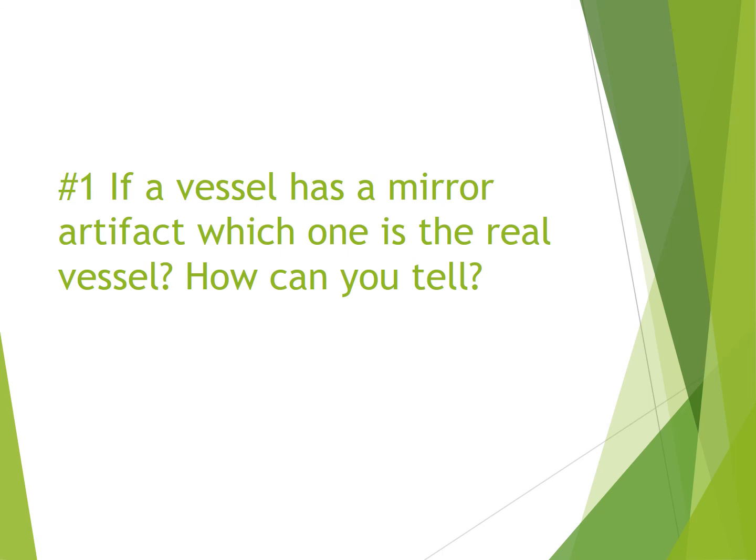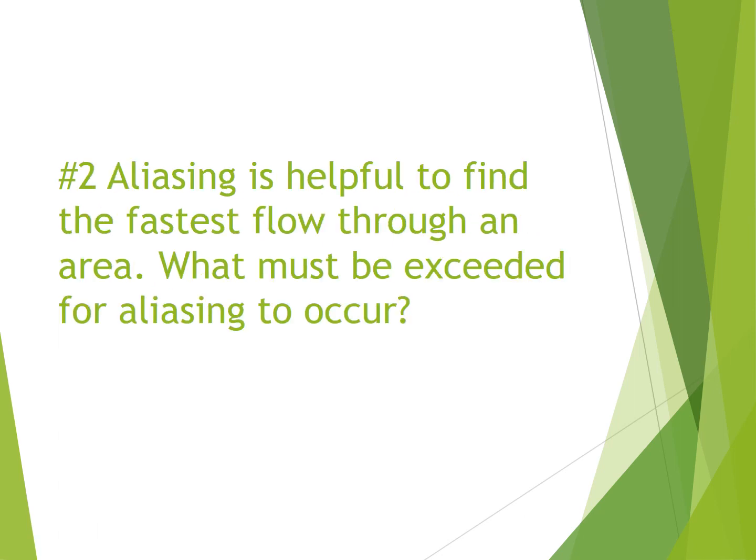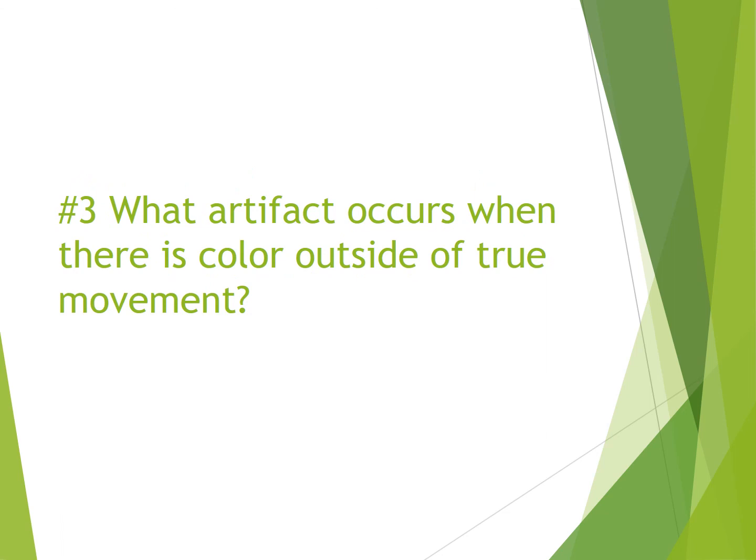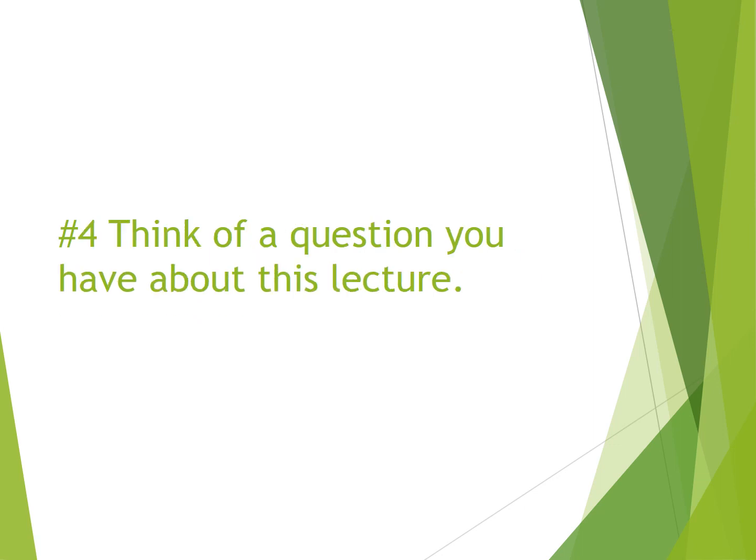So number 1, if a vessel has a mirror artifact, which one is the real vessel and how can you tell? Number 2, aliasing is helpful to find the fastest flow through an area. What must be exceeded for aliasing to occur? Number 3, what artifact occurs when there is color outside of true movement? And number 4, once again, think of a question that you have about this lecture.